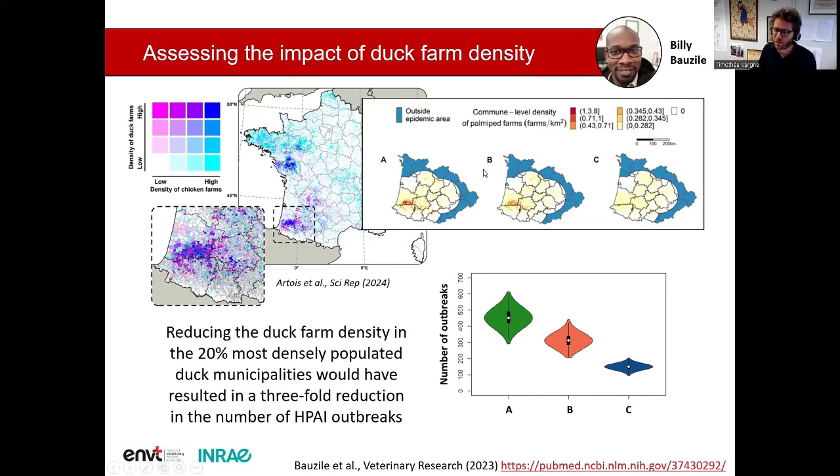By doing this, we could show that by reducing the duck farm density in the 20% of municipalities with the highest density, we could have reduced the epidemic by a factor of 3, which was quite important. This has subsequently been implemented in the legislation for managing the epidemic of 2022-2023, because a law was passed to prevent the restocking of the farms once the cycle was finished during the high risk period.